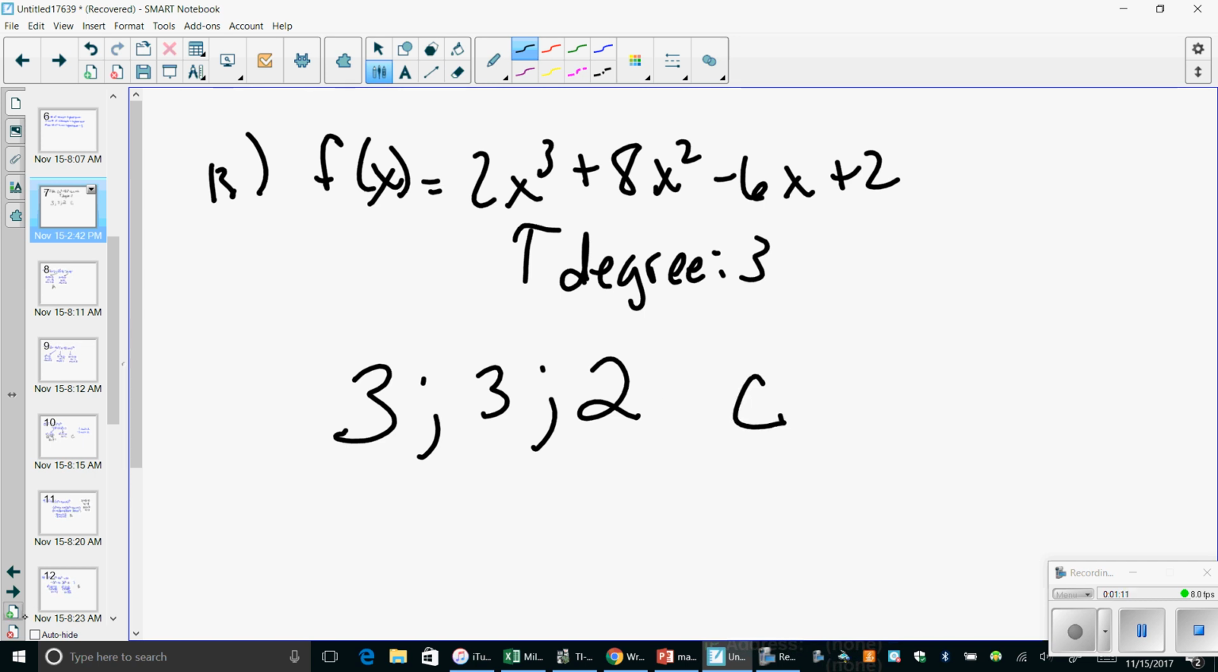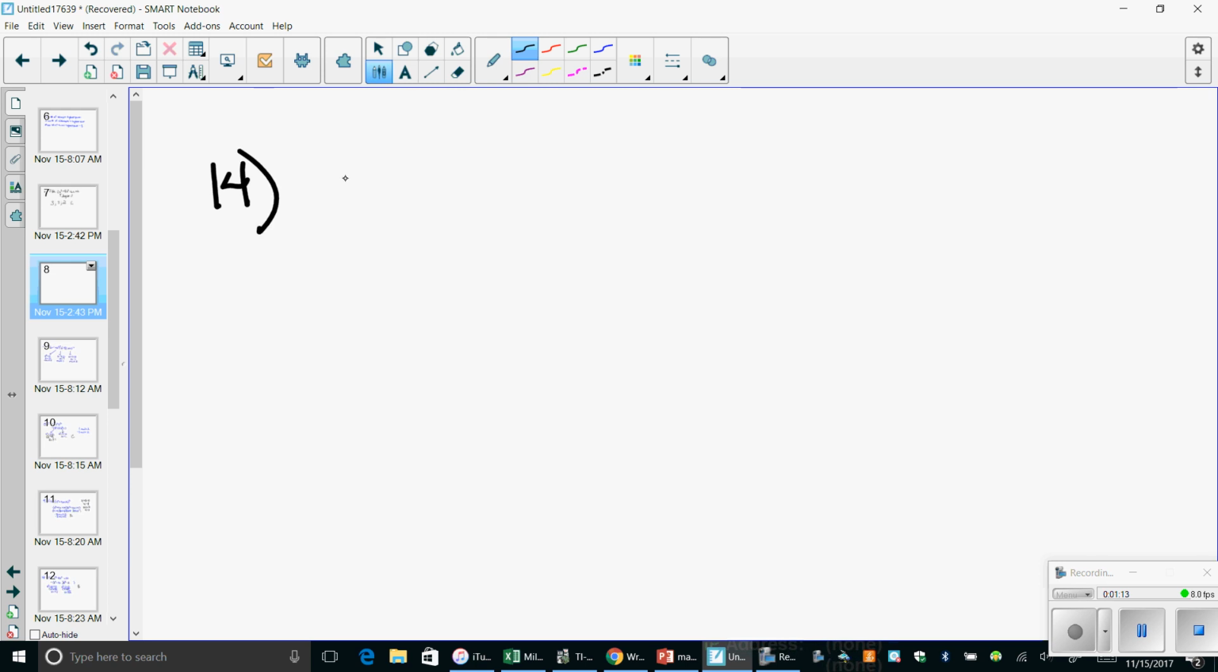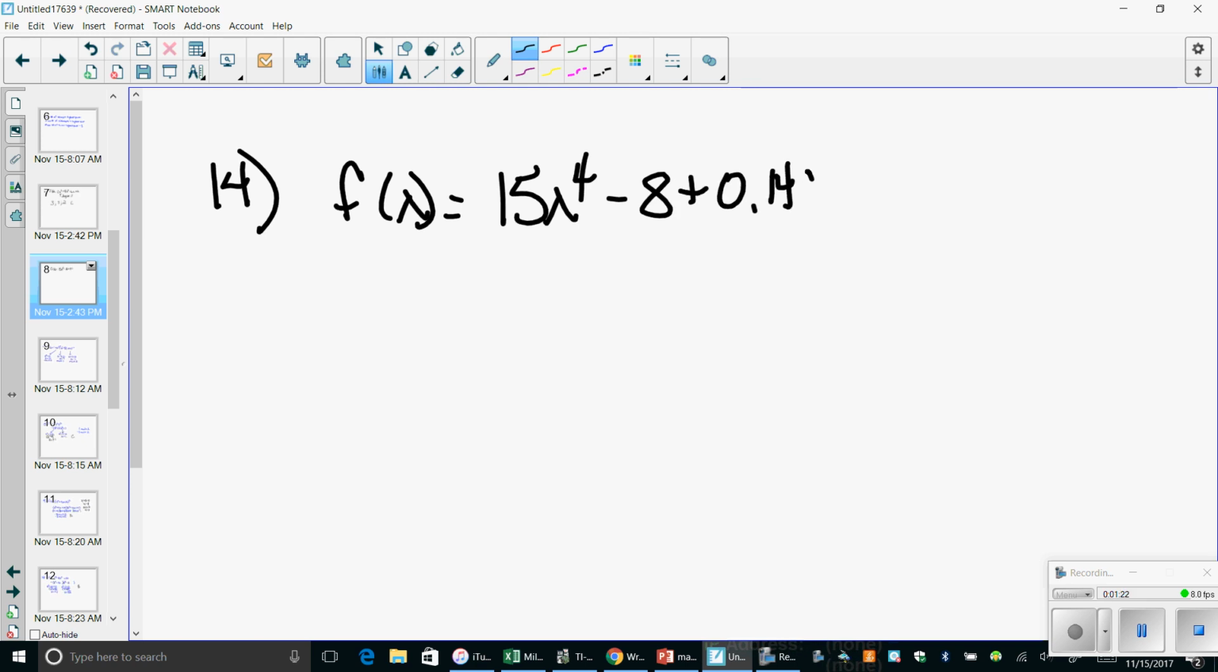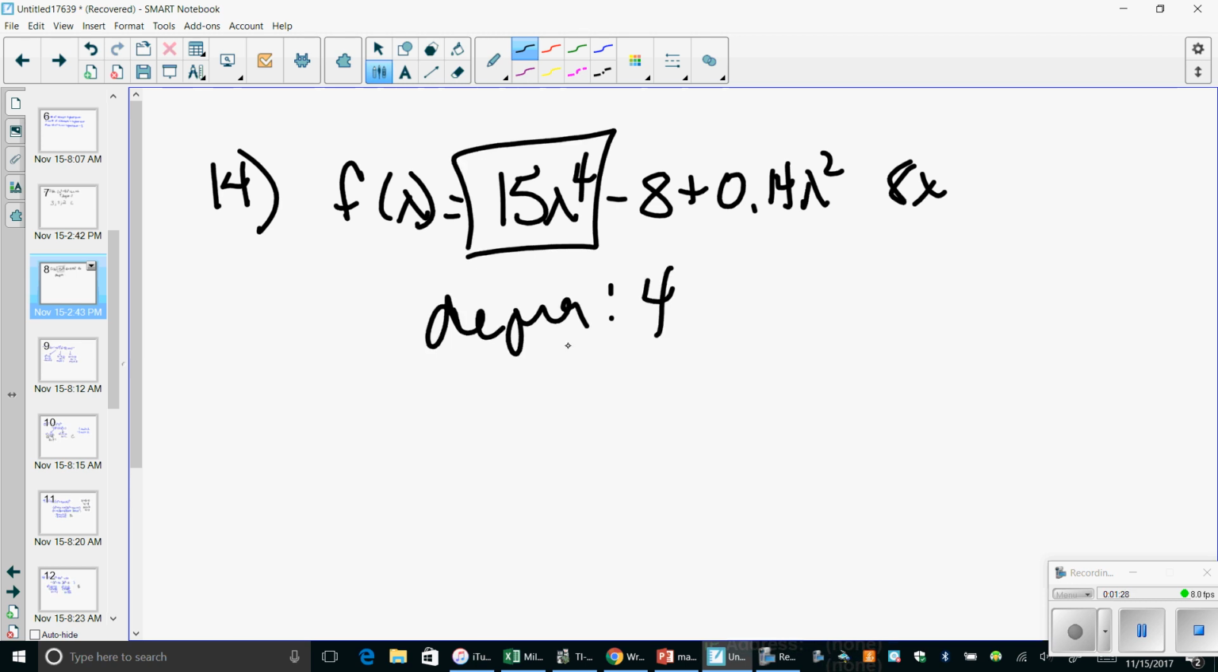For 14, f of x equals 15x to the fourth minus 8 plus 0.14x squared minus 8x. So here's our first term. Our degree is 4, so it could have 4 zeros maximum. It could have 4 x-intercepts maximum, and it could have at most 4 minus 1, or 3 turns. My answer again for 14 is C.